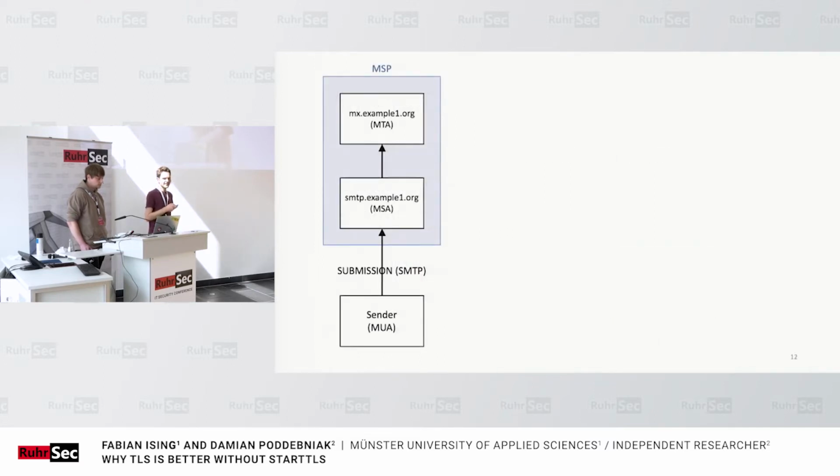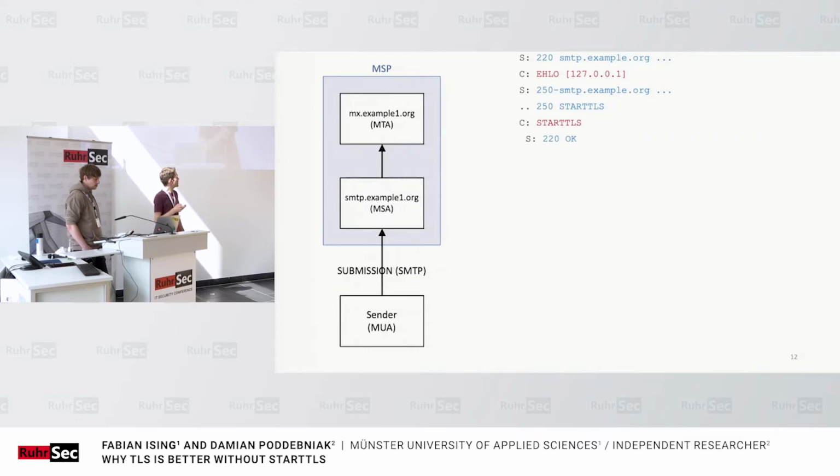So let's look at STARTTLS at the example of SMTP. Upon connecting, the server sends a greeting telling that they are smtp.example.org. Alice's client will respond with an EHLO command, to which the server responds with their capabilities. In this case, just STARTTLS. The client sends a STARTTLS command, to which the server responds that I will do this now. Everything up until this point was basically in plain text.